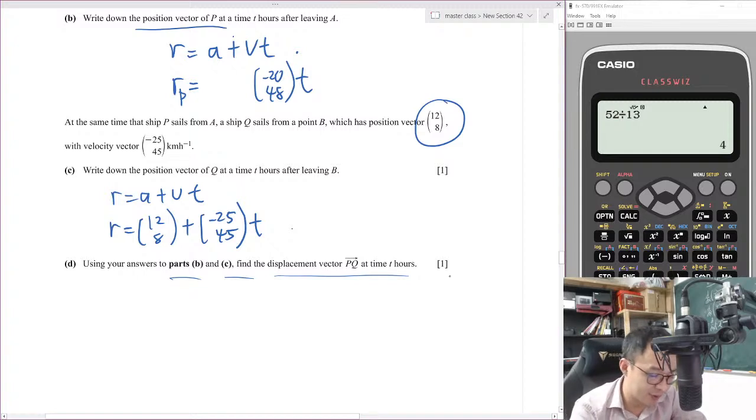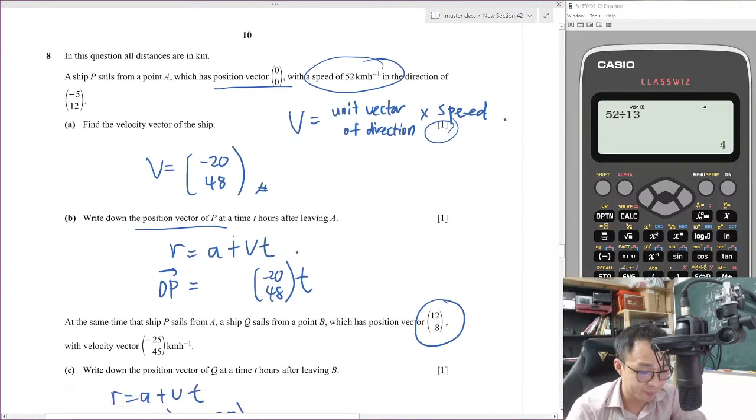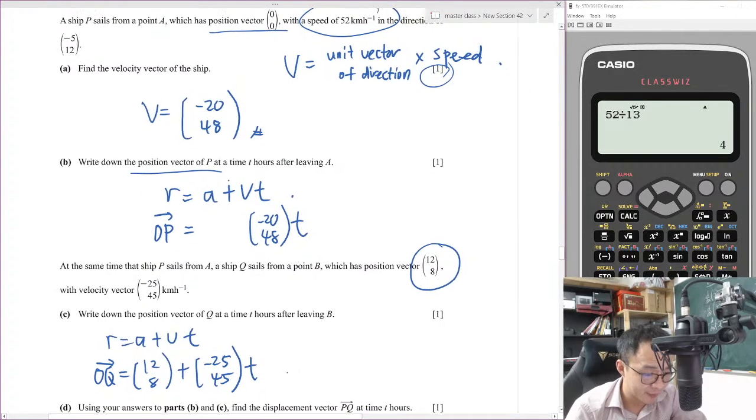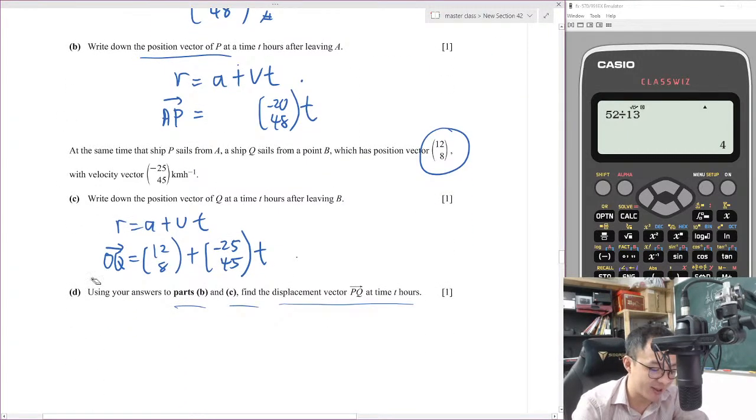Alright, so this is the position vector of P and the position vector of Q. Another way to write the position vector of Q is OQ, because it starts from the origin, so this one will be OP. But here they start from a point A, so we cannot use O; it doesn't make sense. So we start from A in this case, so their origin will be A.